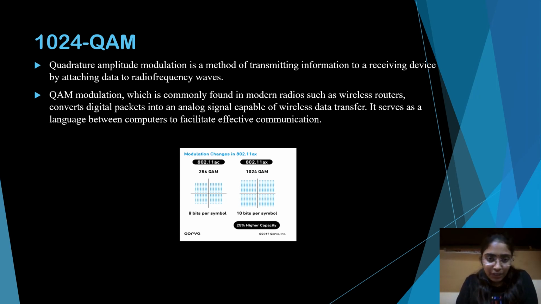In this diagram, we can see Wi-Fi 5 and Wi-Fi 6 QAMs. Here in Wi-Fi 5, we can see 256 QAM, which is 8 bits per symbol. In Wi-Fi 6, we can see 1024 QAM, which is 10 bits per symbol, meaning 25% higher capacity.